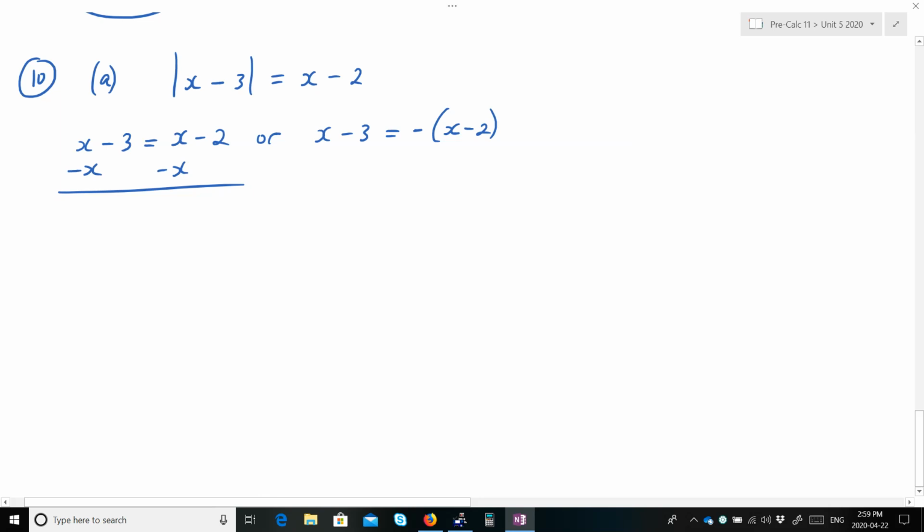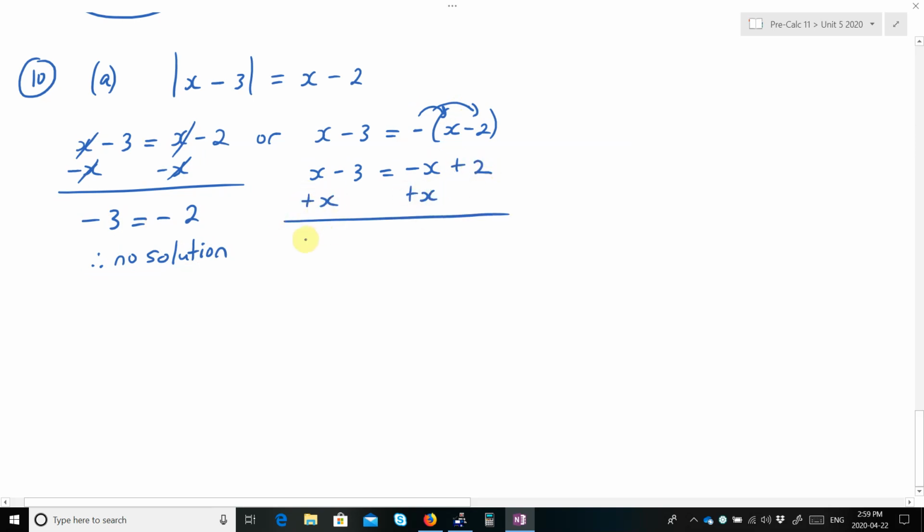Now, the left equation gives us that little problem of negative 3 equals negative 2, therefore there's no solution to that equation. Let's see if this right one is any better. Distribute the negative. We will get 2x minus 3 equals 2. Add the 3 over. 2x equals 5. x equals 5 over 2.